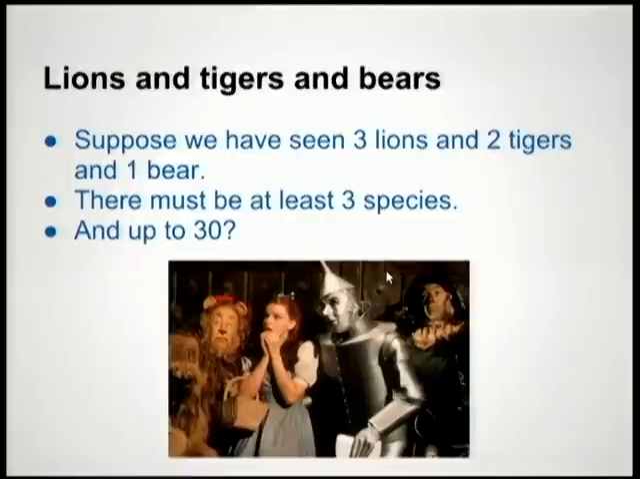Just to make this a little simpler, if you go to a wildlife reserve and start taking pictures of animals, and at the end of the day you've seen three lions, two tigers, and one bear, I have no idea what kind of wildlife preserve this is, but you would conclude that there must have been at least three species there. But you might guess, how many more do you think there might have been that you didn't see? You only saw six individuals. There certainly could have been other species there.